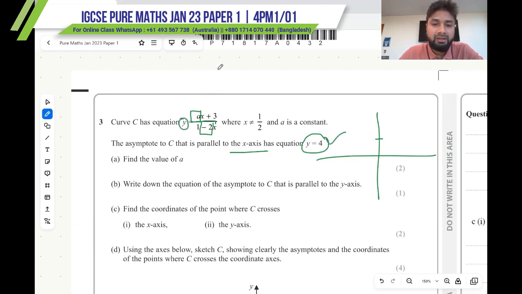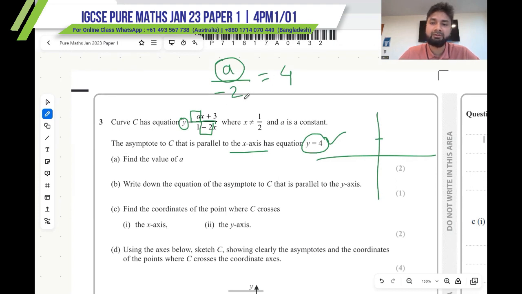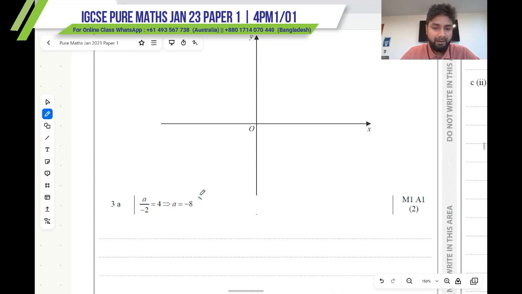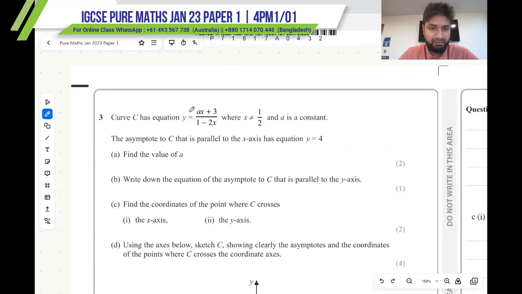So we use only the coefficient of x. From the numerator we can see it's a. The coefficient of x from the denominator is minus 2. So a over minus 2 will be equal to 4. From here, if we find the value of a, we get a equals 4 times minus 2, which is minus 8. So we found the answer of a, which is the unknown, to be minus 8. Let's move to the next question. So it should be minus 8.